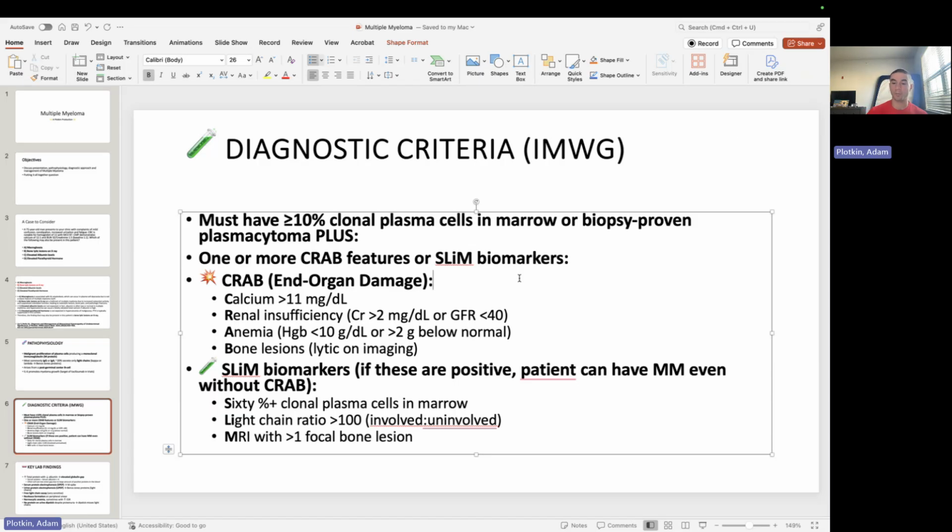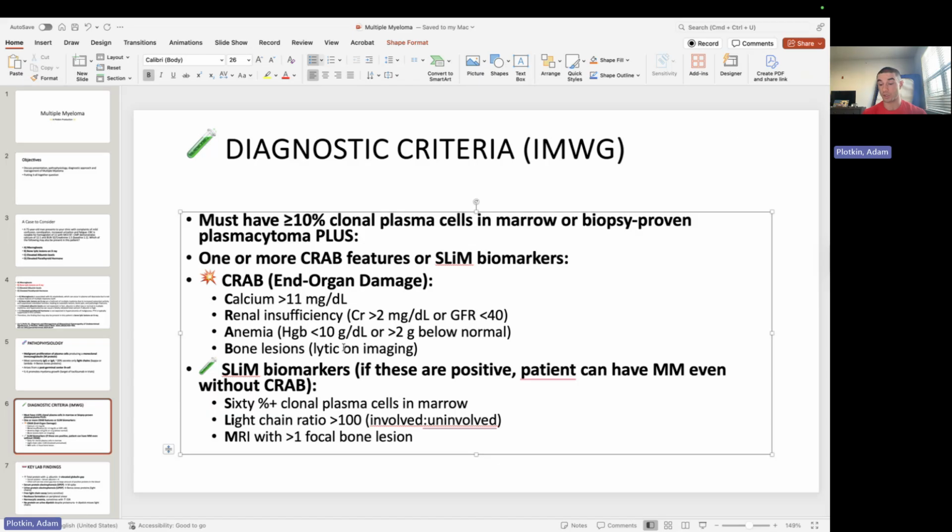What I want you to know for your board exam for Step 1 and Step 2, probably even Step 3, are these CRAB mnemonics. We already saw it in our intro slide, our case to consider. The C in CRAB stands for calcium, above 11. The R stands for renal insufficiency. We have an elevated creatinine or GFR less than 40. I would throw elevated BUN on there as well. We have anemia, so a hemoglobin less than 10 or greater than 2 below normal.